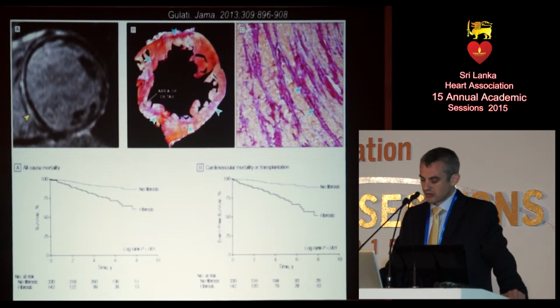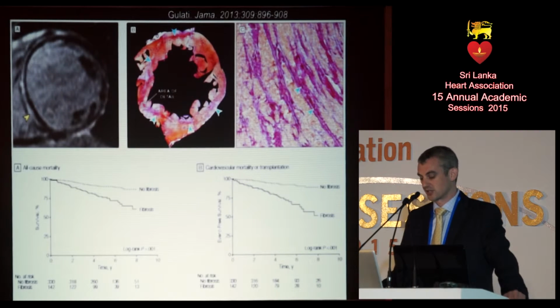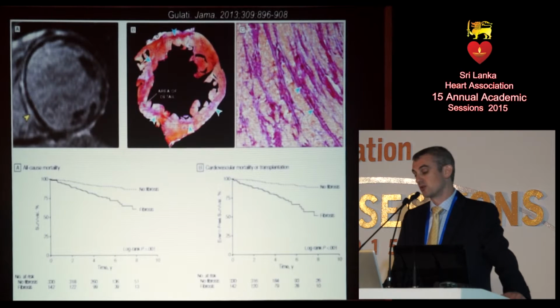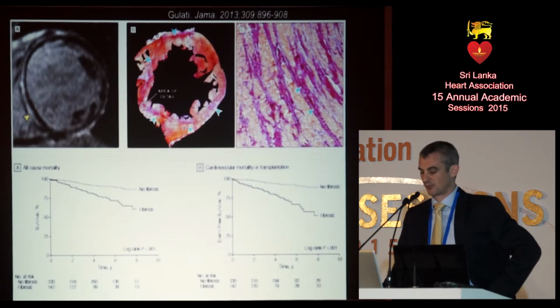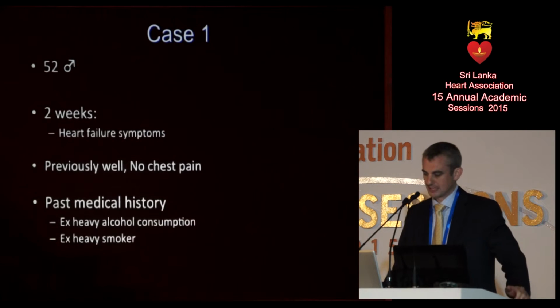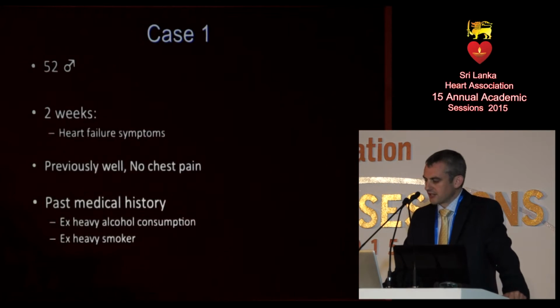So this just shows the mortality difference between the two groups. Mortality during follow-up was 27% in patients who had scar and 11% who didn't, which is an absolute risk reduction of 26%. And patients who died had a post-mortem. This is an example showing that the late gad on the MRI image correlates very closely with the fibrosis found macroscopically and microscopically.